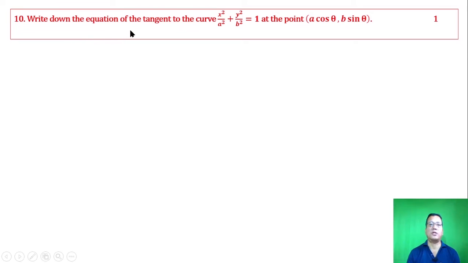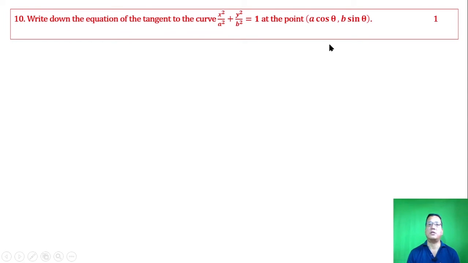Write down the equation of the tangent to this curve at the point A cos theta, B sin theta. This is a knowledge type question. The standard curve here is an ellipse. The tangent formula at any point of the ellipse has been established, but the formula is not in the syllabus, so the question is a knowledge type question.